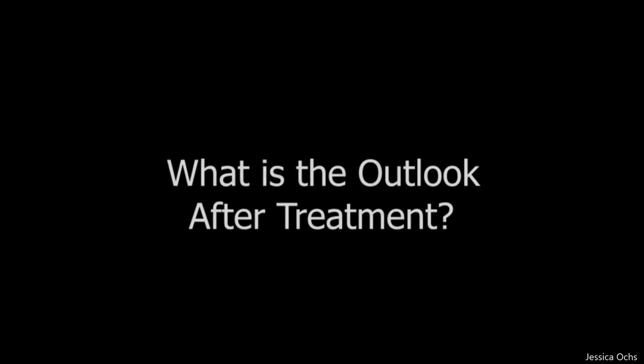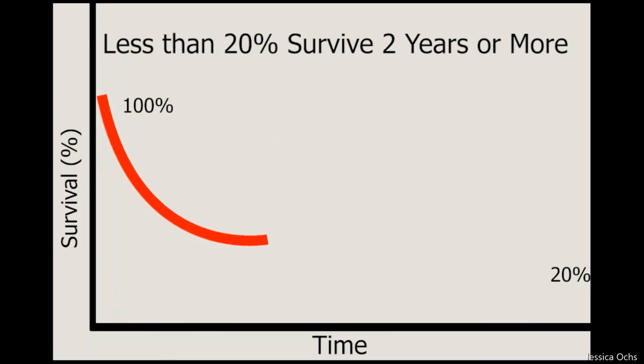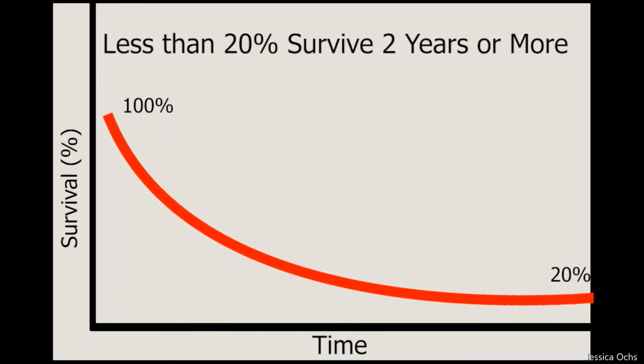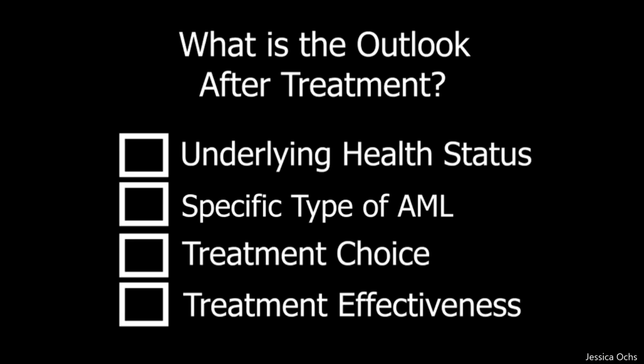What is the outlook after AML treatment? Based on prior studies, less than 20% of older adults survive 2 years or more from their diagnosis. However, individual outcomes are highly variable and dependent on many factors, including the underlying health status, specific type of AML, treatment choice, and whether treatment is working. If you have further questions, please discuss with your healthcare provider.